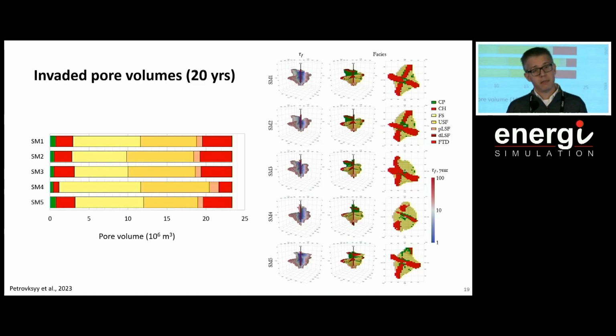Now we take the flow diagnostics approach and say, well, if you inject CO2, and this is no gravity, no viscous fingering, no two-phase flow, it's just a first quick look. Where would the stuff that we inject, in which facies would it go preferentially?